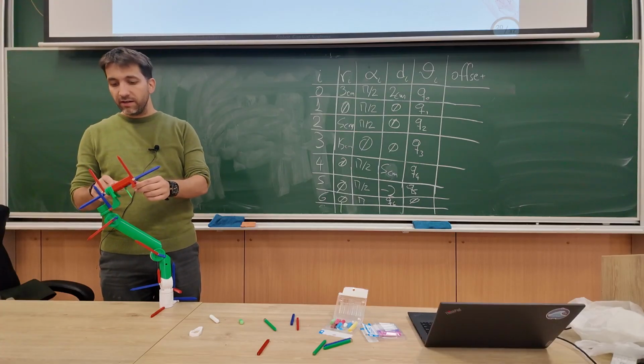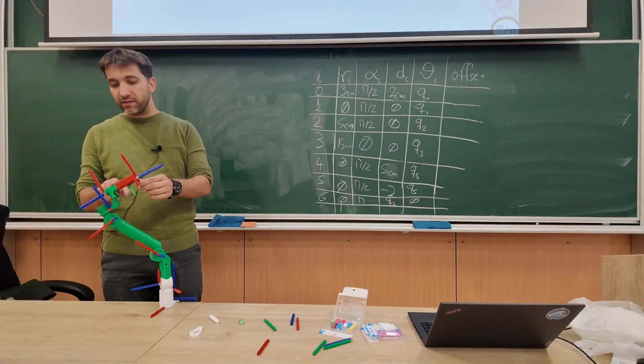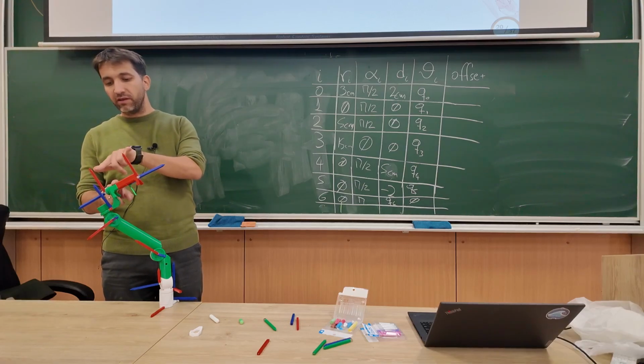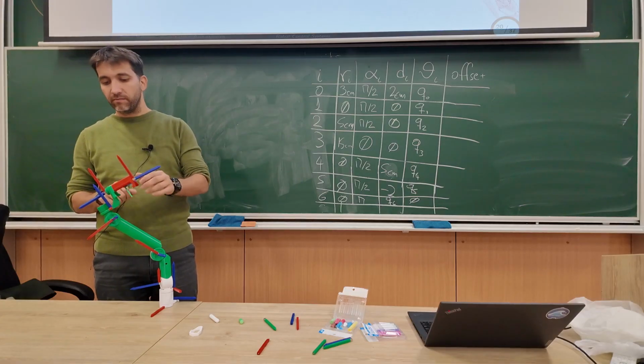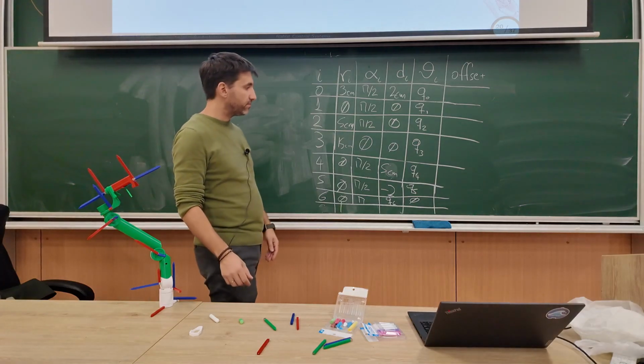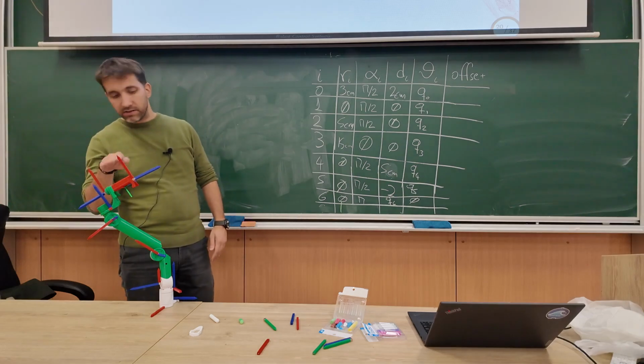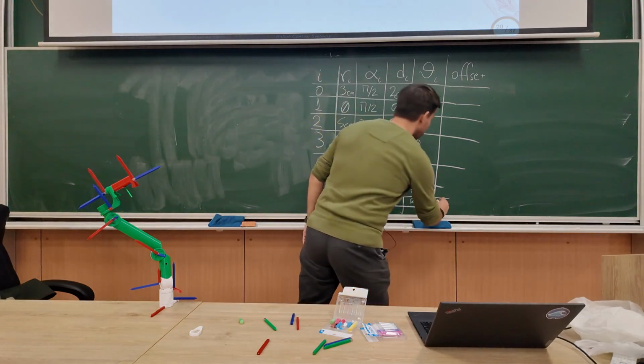So let's say if I move the joint by 1 centimeter, then the overall translation will be the offset plus this 1 centimeter, right? That's why it's called the offset. So in this case, I don't know, it's like 7 centimeters.